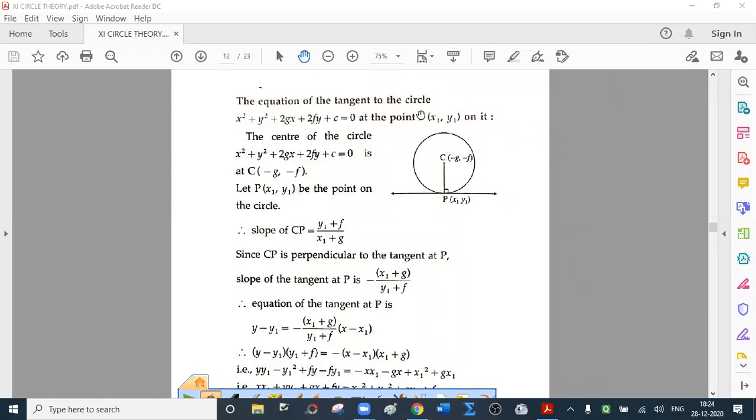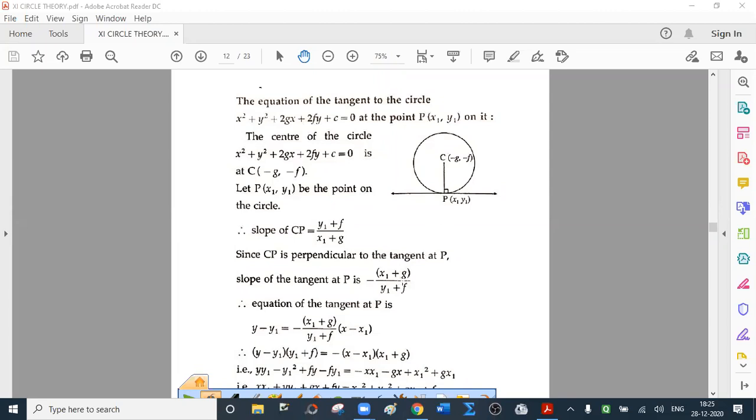Let me explain. The equation of tangent to the circle x square plus y square plus 2gx plus 2fy plus c equal to 0 at the point P(x1, y1) on it. Now what is the center of this circle? C(minus g, minus f), right? Suppose P(x1, y1) be the point on the circle at which tangent is drawn. What is slope of CP? y2 minus y1 upon x2 minus x1. So y1 plus f upon x1 plus g. Now, radius through point of contact is perpendicular to tangent. So, slope of tangent is what? Negative reciprocal of this. So, minus (x1 plus g) upon (y1 plus f).